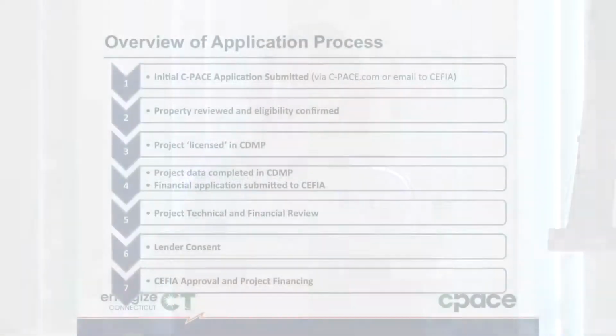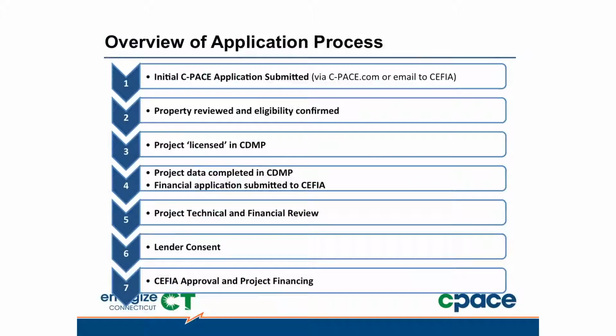This is basically the high-level process. The first step is to submit the CPACE application. You have a paper copy of this application in your course packets. It's also an exhibit to the program guidelines. You can always email myself or Will McAlpin. We can send you a Word document of this, or you can go on our website, c-pace.com, and click application.